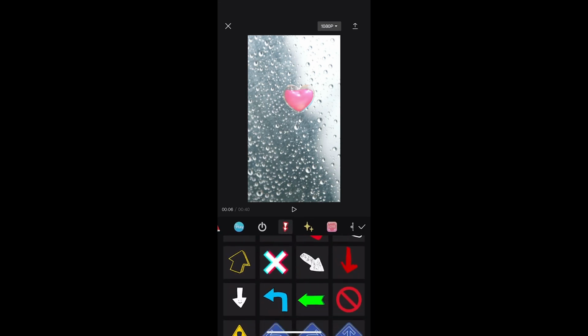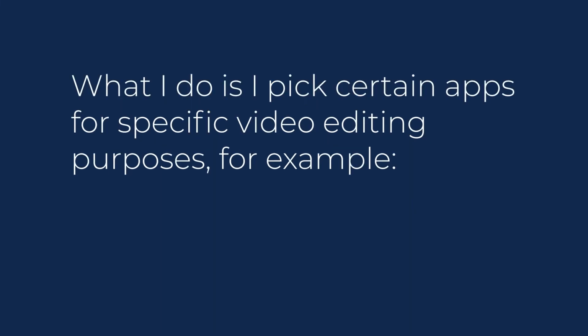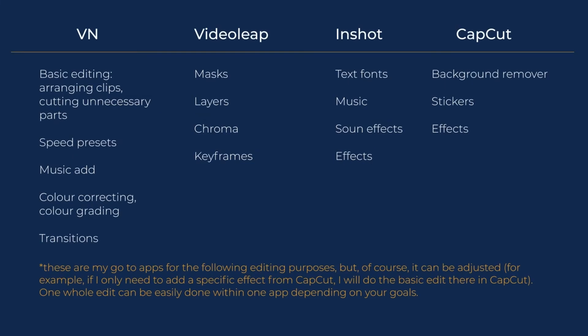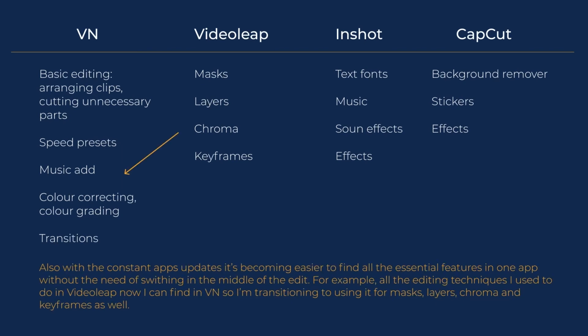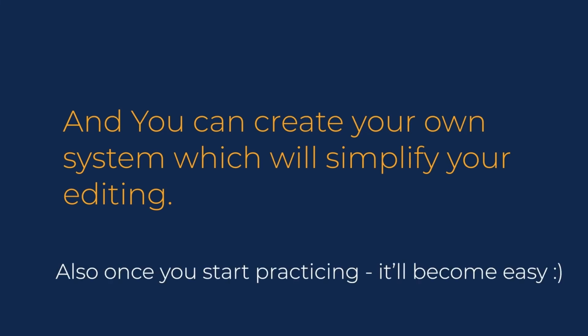Guys, just a disclaimer, not to be overwhelmed with the apps as there are a lot available. Some are similar, some have unique features. What I do is, I pick certain apps for specific video editing purposes. For example, VN for arranging the clips, cutting, adding music, color grading, color correcting. Then VideoLeap if I have to do some complex editing like masking, CapCut for adding graphics, and so on. And you can create your own system, which will simplify your editing.